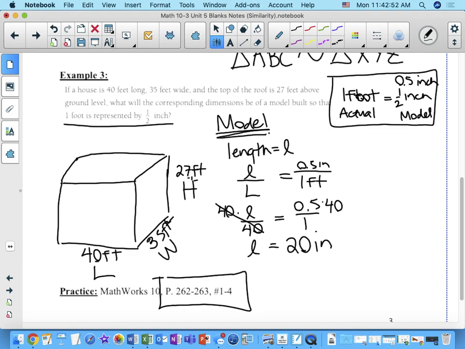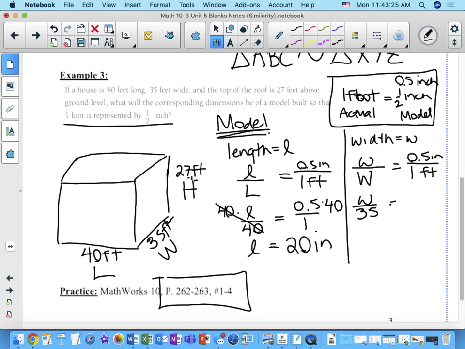Okay? We can do this for all of them. So for the width, maybe we'll use lowercase w. So I'm using the same equation. Instead of w over w, or L over L, I'm going to use little w over capital W equals 0.5 inches over 1 foot. Because remember, this is almost like a conversion factor. It's going to be the same for all of it. And the actual width is 35 feet. So W over 35 equals 0.5 over 1.